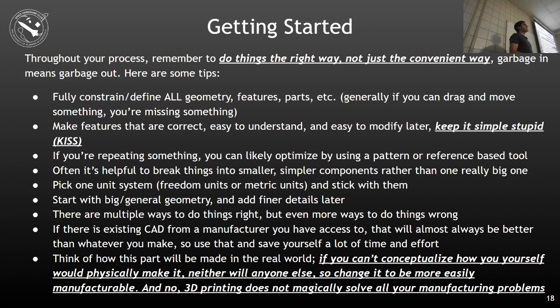General rule of thumb: if you can take something and still drag it and move it around, and it changes the shape of something, you are missing some sort of constraint. Add something to fix that. Ideally, if you try to drag anything around on your file and it doesn't move, then you've fully defined everything.